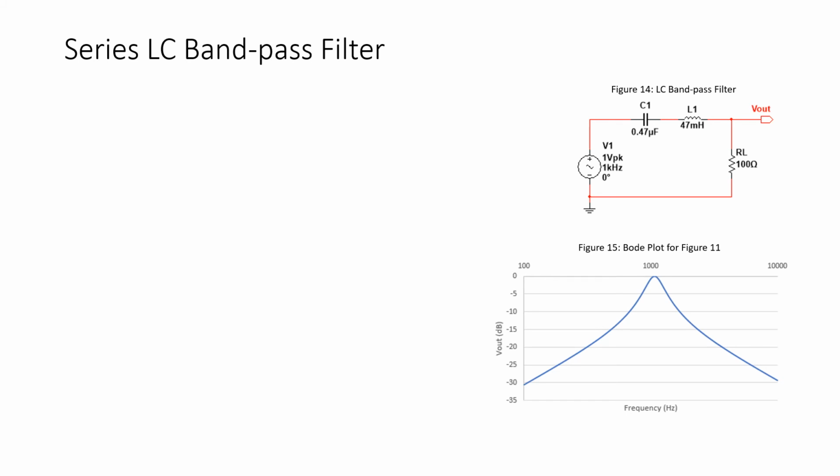So let's take a look at an LC combination used to implement a band pass filter, and we see this in the circuit of figure 14. So we have a series combination of C1 and L1 connected in between the source voltage V1 and V out, and of course we have to have a load resistor over here in order to have somewhere to drop the output voltage.